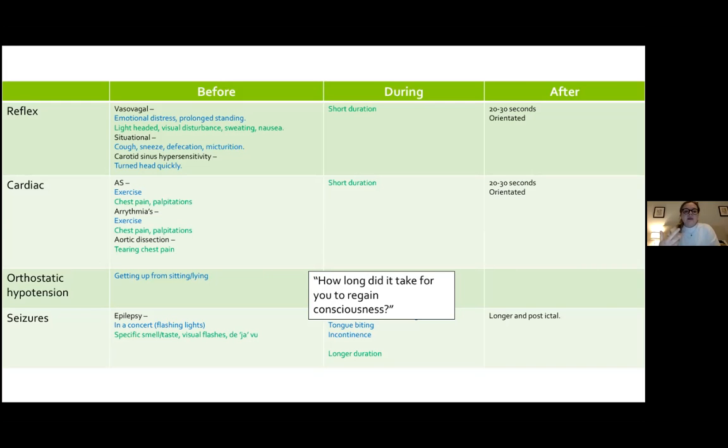Or did you hit any other part of your body? Is there any pain at the moment? And that just shows you that you're thinking not just about what the cause is, but what the damage is after.